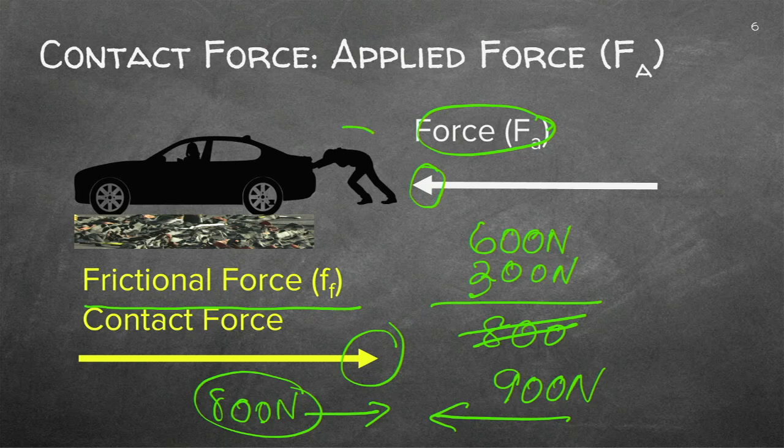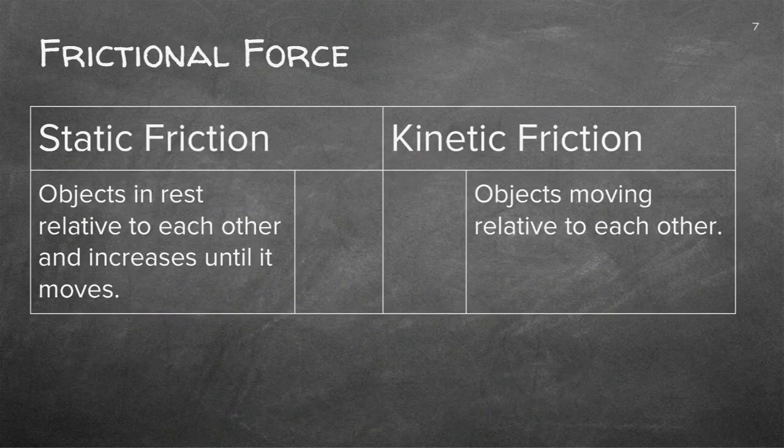So if you want to push a car, the best thing is to get a friend that's strong and big and can help you push this car so that you can actually overcome the friction. That's the word we use, overcome. Now, there are two types of friction.